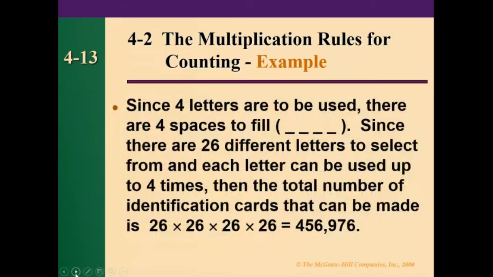So, since 4 letters are to be used, there are 4 spaces to fill, right? Four blanks because 4 letters. Since there are 26 letters to select from, each letter can be used up to 4 times, then the total number of identification cards that can be made is like this. 26 times 26 times 26 times 26. And that's equal to 456,976. So, that's it, right? Because letters can be repeated, so 26 times 26 times 26 times 26. So that is how many possible sequences or combinations there are.